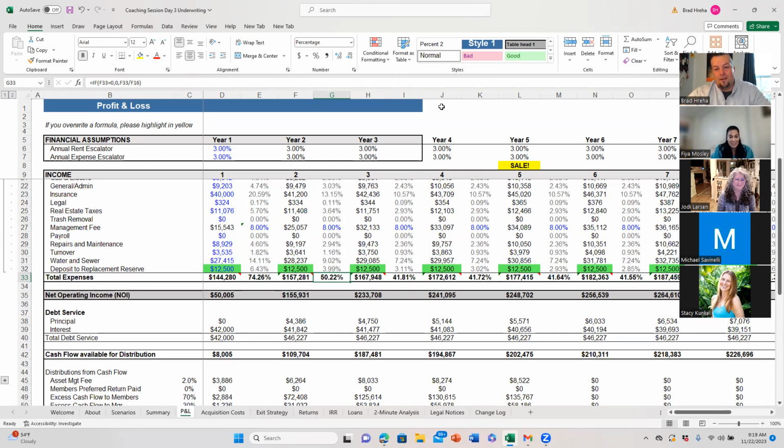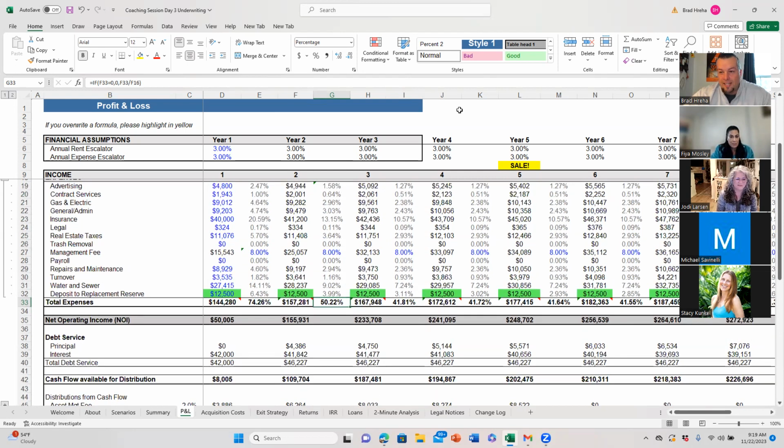Trust me, if you send me your underwriting, I will pick it apart. Oh, I'm sure you will. I love when I see underwriting and they don't adjust their taxes and they don't adjust their insurance right off the bat. And I want to put my head through the wall because it's just so frustrating. It's the simplest thing to do, but nobody ever does it.